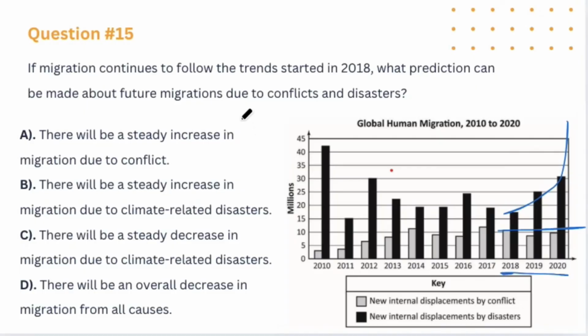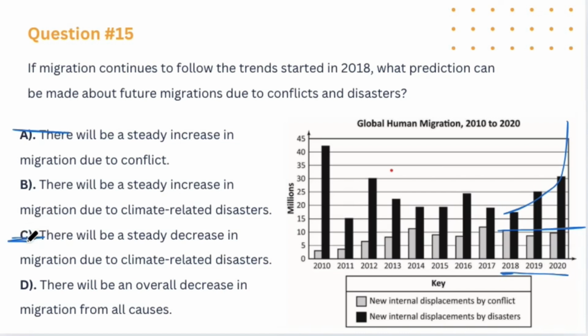Okay, so A, there will be a steady increase in migration due to conflict. Is there an increase in conflict? No, that's the one that has gone down just slightly or stayed the same, right? Okay, B, there will be a steady increase in migration due to climate-related disasters. Look at this. See how it's kind of going up? Let's just hold on to that one and look at our other options. C, there will be a steady decrease in migration due to climate-related disasters. Is that happening? Is it decreasing? No, it's increasing significantly, right? So C is not our answer.